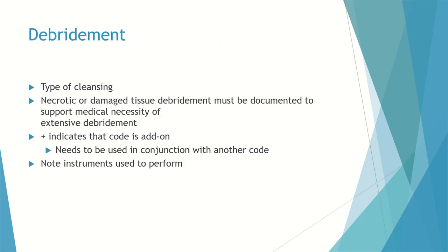Debridement. This is a type of cleansing. Necrotic or damaged tissue debridement must be documented to support medical necessity of extensive debridement. The plus sign indicates that a code is an add-on. This needs to be used in conjunction with another code, so an add-on means that you will have at least 2 codes. Note the instruments used to perform the procedure.